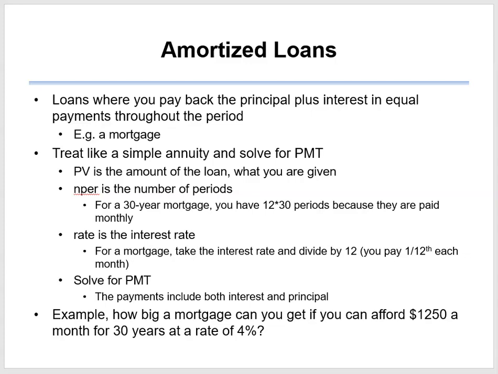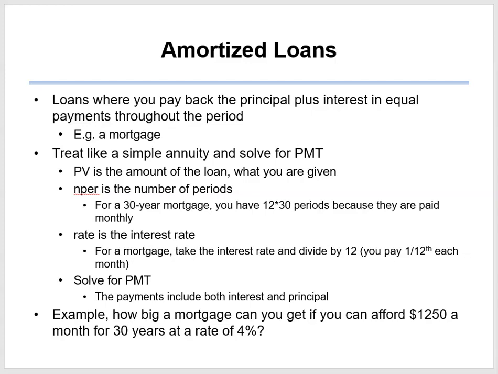We can treat these as a simple annuity, and we just solve for payment. If we want to know how much we can afford, for example, on a mortgage, we'd solve for the payment. The present value is the amount of the loan. So in the equation, what we're going to want to do is put the present value, and we probably want to put that in as a negative number.